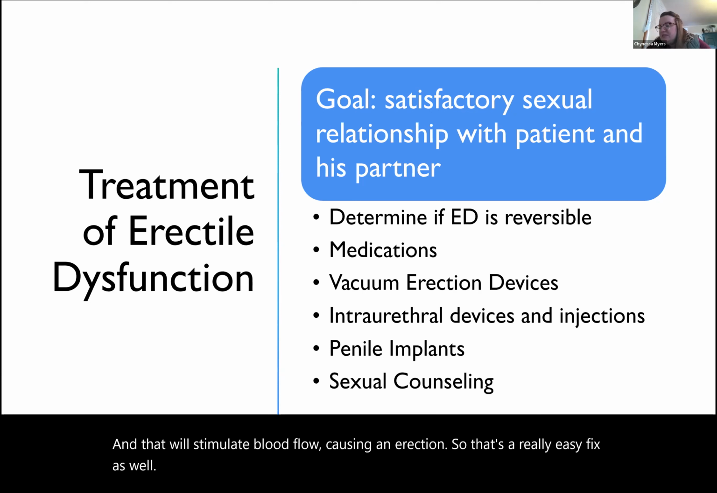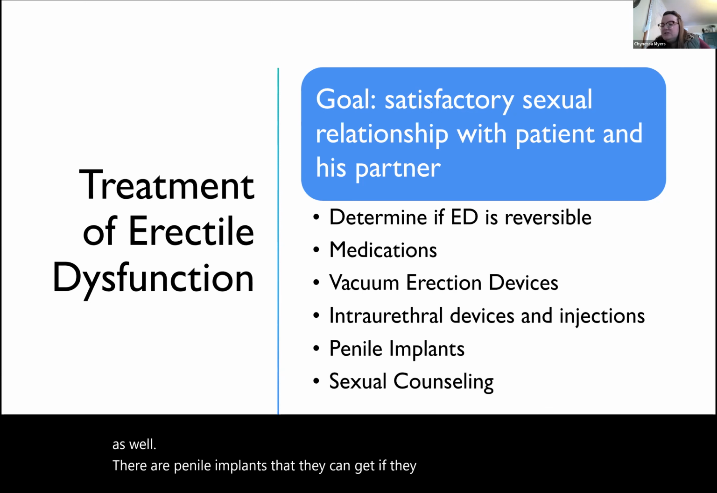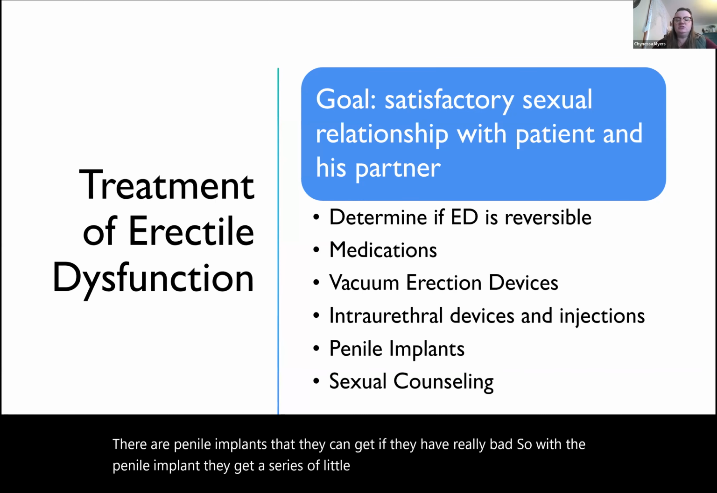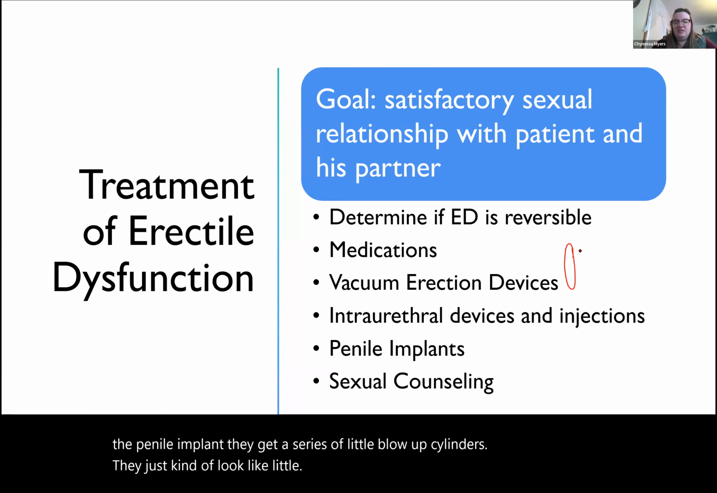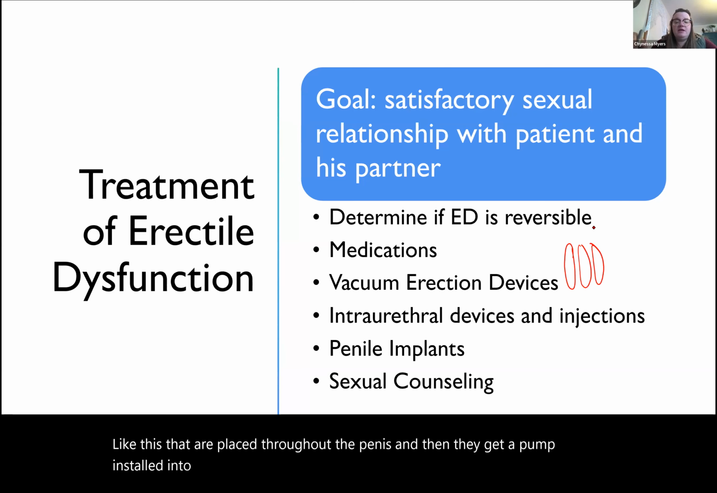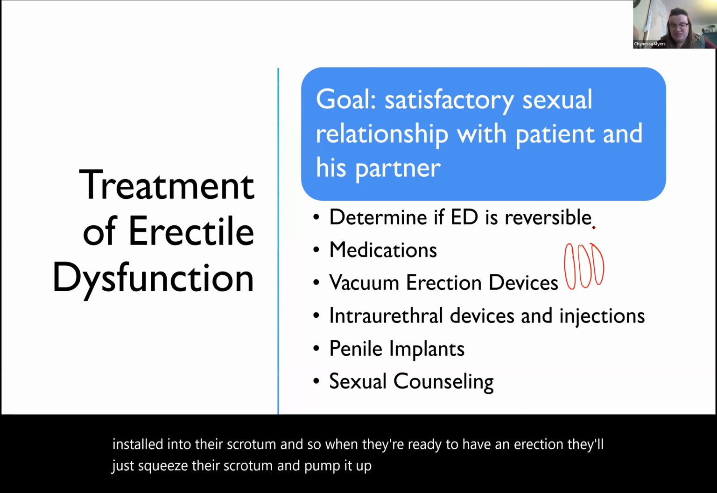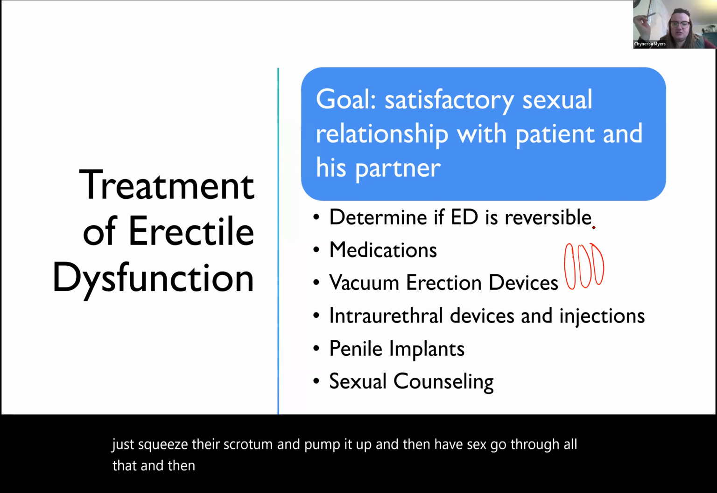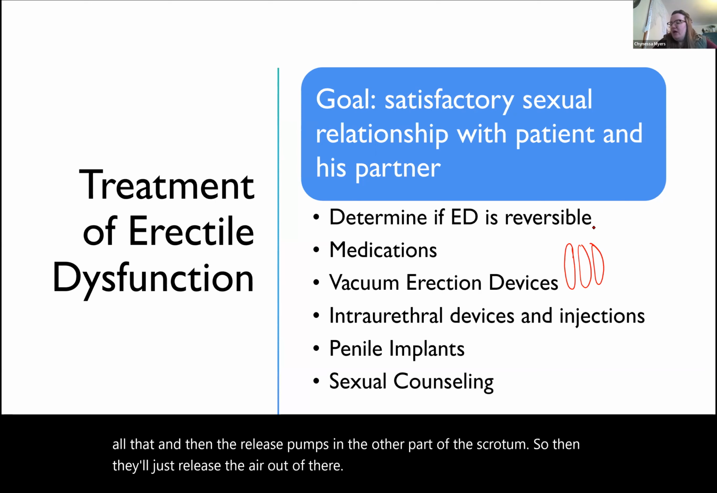There are penile implants that they can get if they have really bad ED. So with the penile implant, they get a series of little blow up cylinders that are placed throughout the penis, and then they get a pump installed into their scrotum. And so when they're ready to have an erection, they'll just squeeze their scrotum and pump it up, and then have sex, go through all of that, and then the release pumps in the other part of the scrotum, so then they'll just release the air out of there. So there is that option as well.